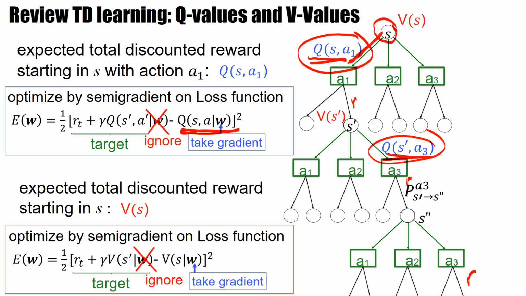And something very analogous happens for V values. We have a loss function which expresses the consistency between V values up here and V values one level down in the graph.